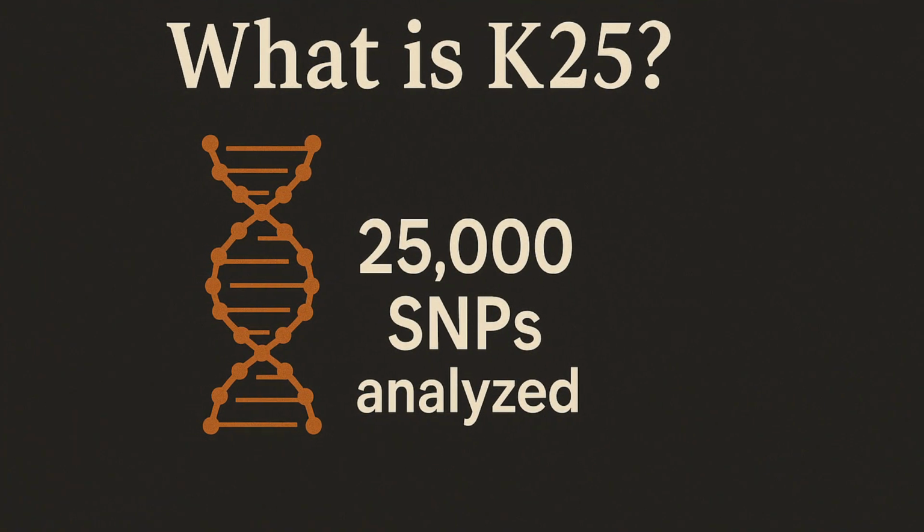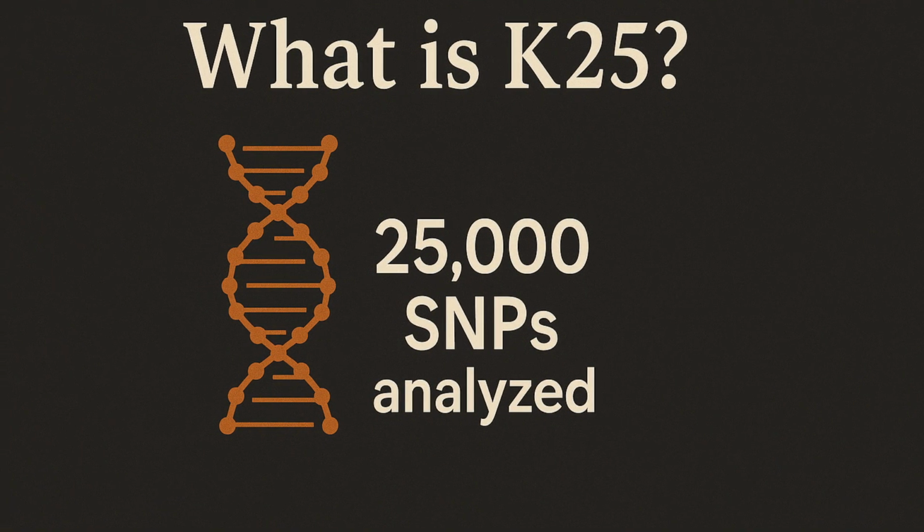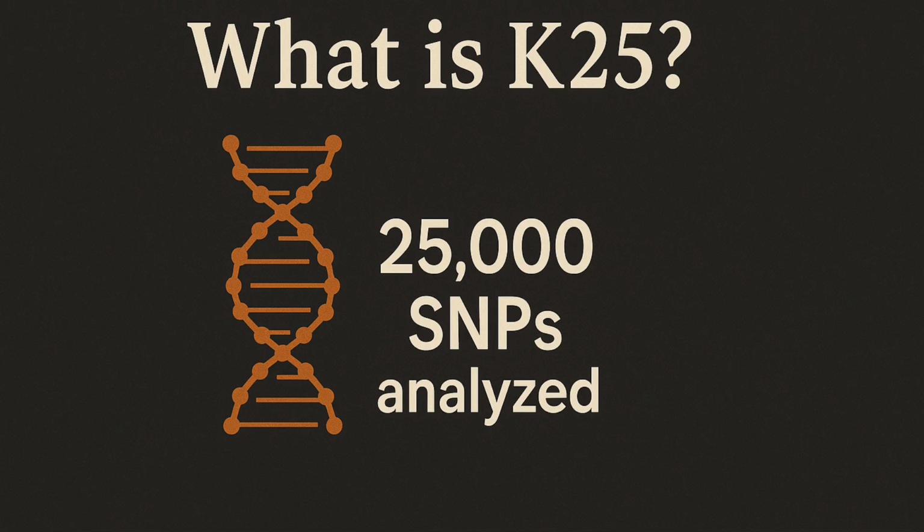K25 is a powerful ancestry tool that analyzes 25,000 SNPs from your raw DNA. It compares your genes to both modern populations and ancient ones, including people who lived in the Bronze Age, Roman Empire, and beyond. This gives a much deeper picture of where you came from, far beyond surface level ethnicity percentages.